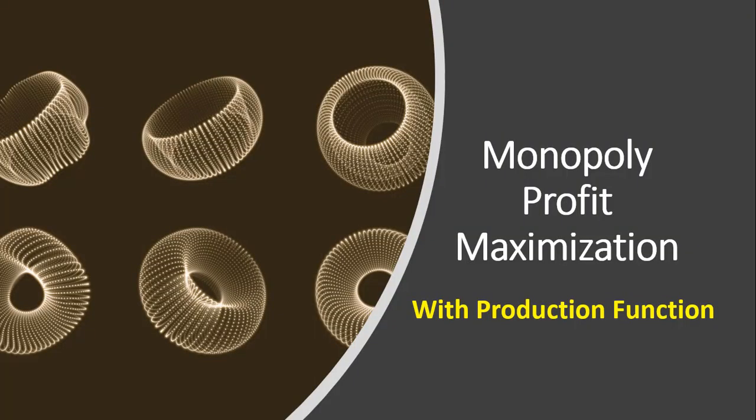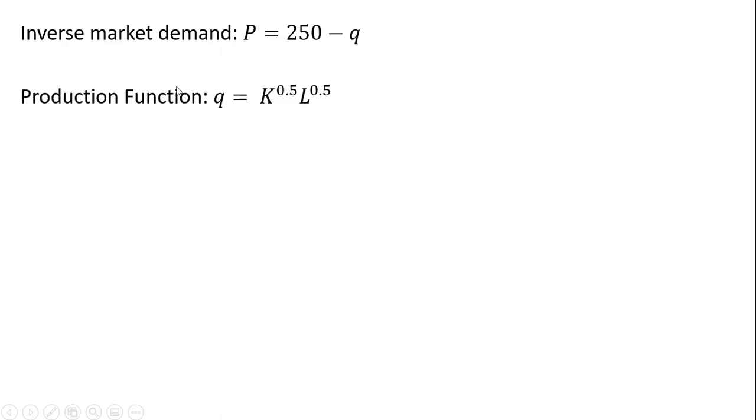Here I'm going to do a monopoly profit maximization problem when we have a production function. The monopolist faces an inverse market demand of price equals 250 minus quantity. The monopolist production function is given by the following Cobb-Douglas production function. K is units of capital, L is units of labor, and Q is the quantity of output.